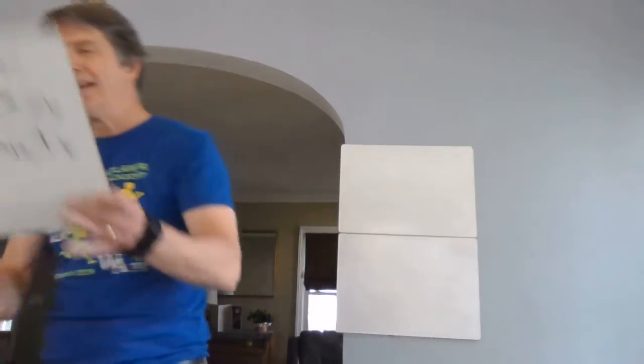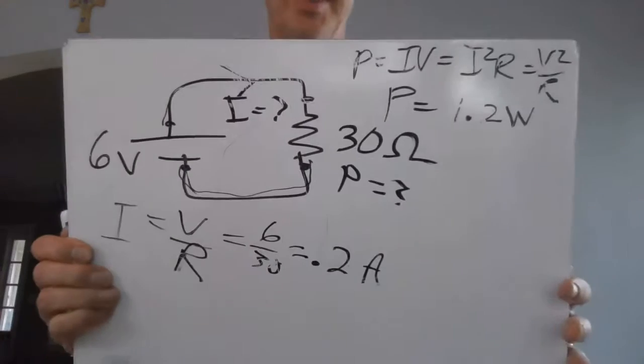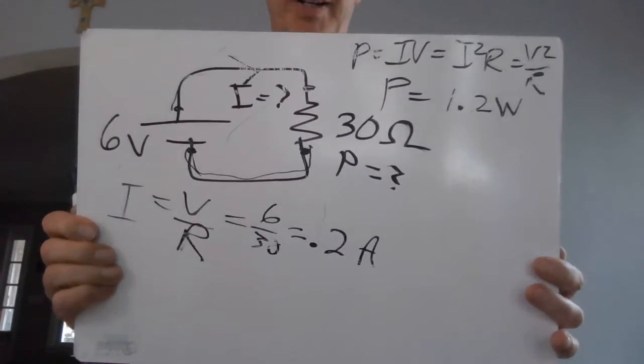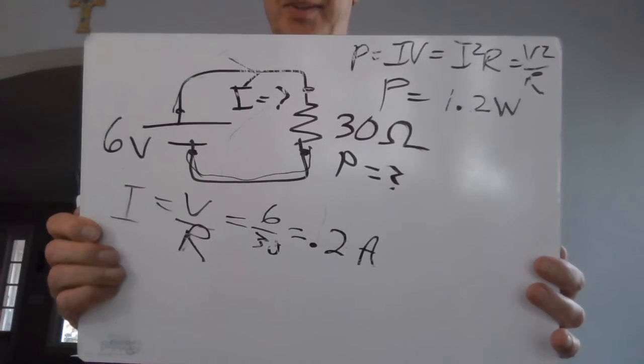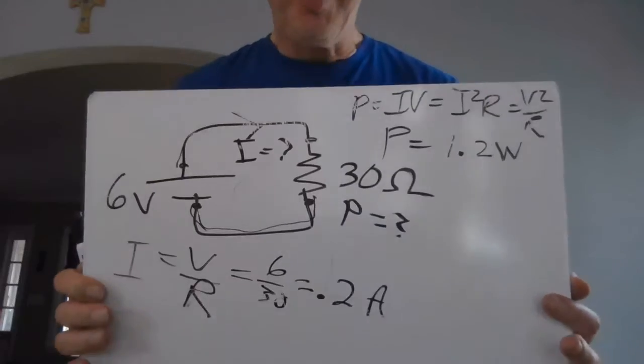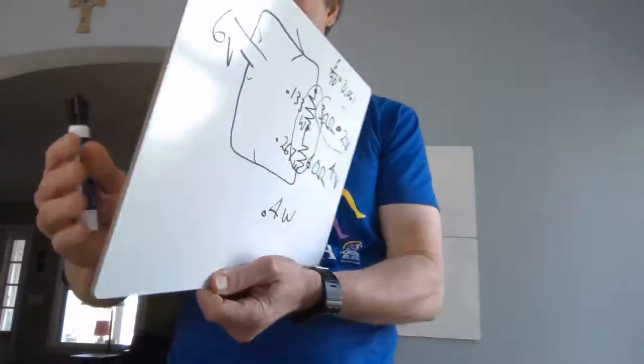And what we were talking about was circuits. I won't completely repeat everything I said. I'll show you instead a couple of the boards that I was using. We did some circuit problems like this. There we have a 6-volt battery and a 30 ohm resistor. We calculated the current was, I think, 0.2 amperes, and we used V equals IR and P equals IV.